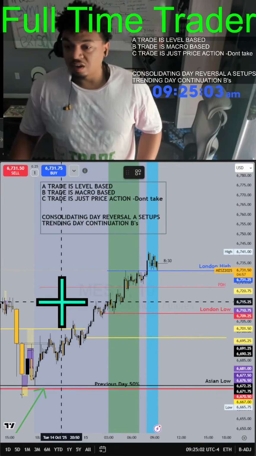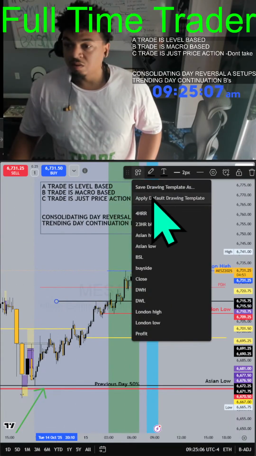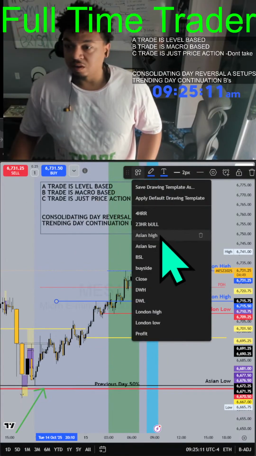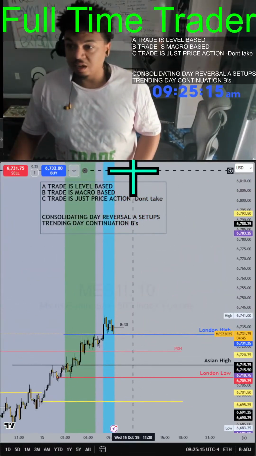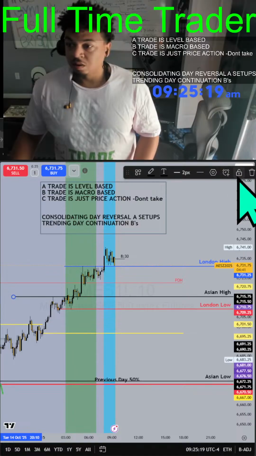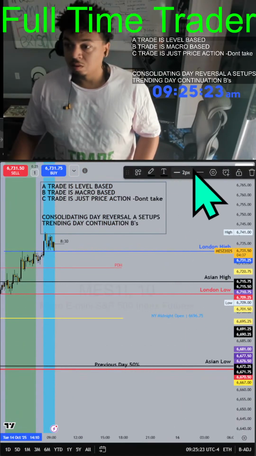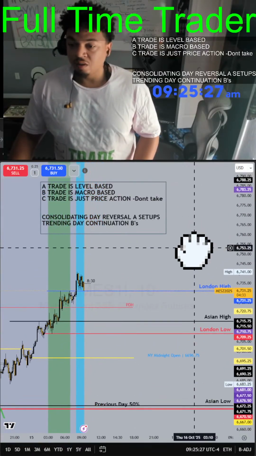What we're doing is we're just identifying levels. Our A trades are level based. So this is Asian high, not London high. So we've got Asian high, Asian low. Let's make sure all these things are locked in. Locked. Asian low. Locked. So as far as levels goes, we've got all the levels we need.